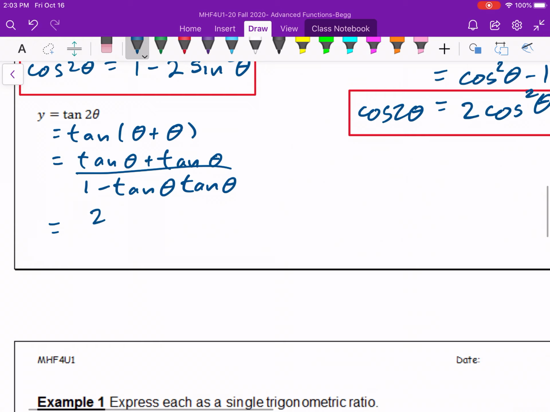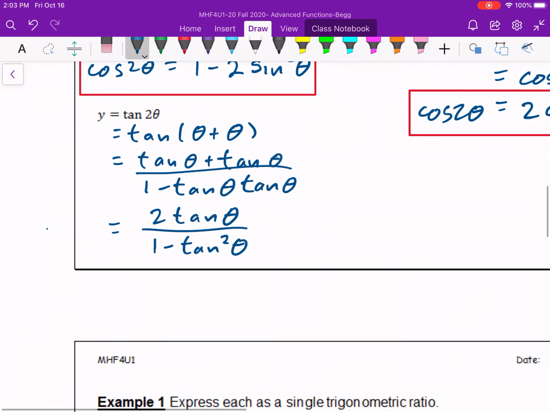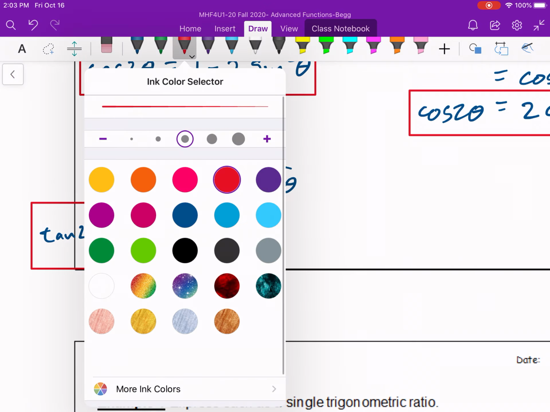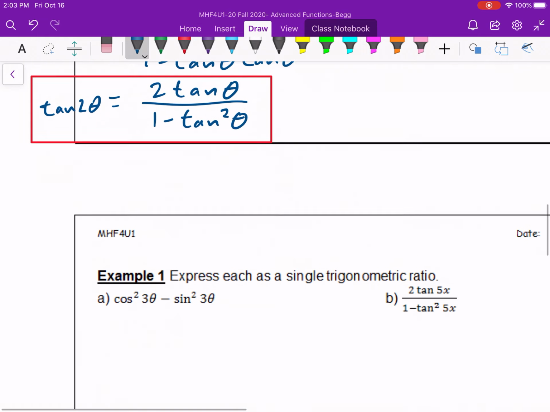Tan theta plus tan theta is 2 tan theta. Tan theta times tan theta is tan squared theta. And there's our formula for tan 2 theta. So every one of these 5 formulas we just developed came from taking compound angle formulas and rearranging them.